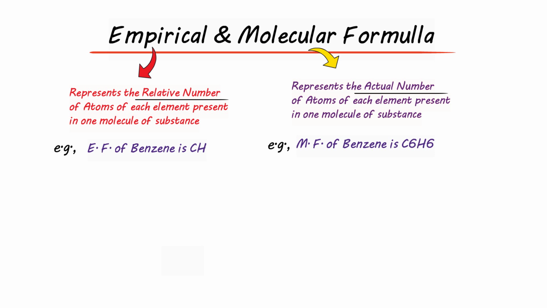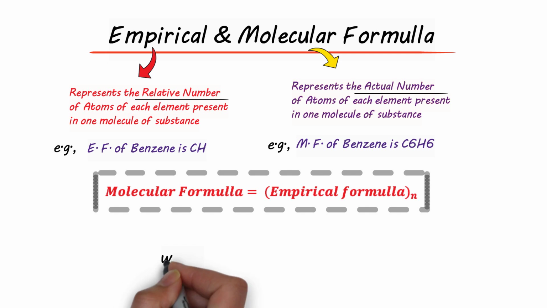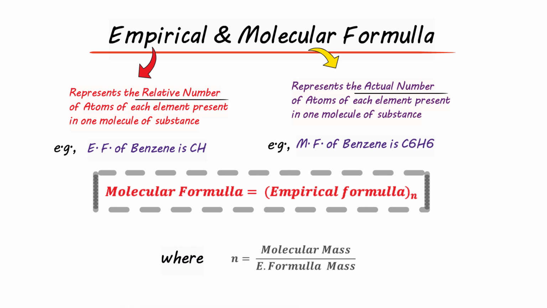Now the relation between molecular and empirical formula is: molecular formula is equal to (empirical formula) whole n, where n is the ratio of molecular mass to empirical formula mass. Thus, to calculate the molecular formula of any substance, we need to calculate first the empirical formula and the value of n. Now, how can we find the empirical formula of any molecule?